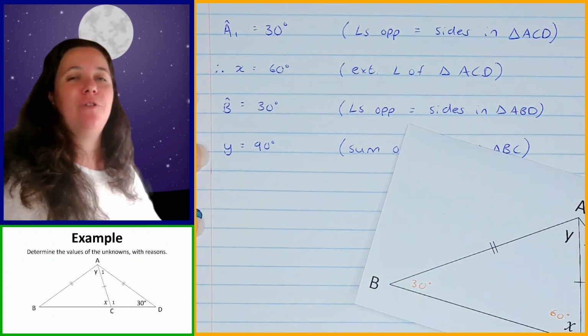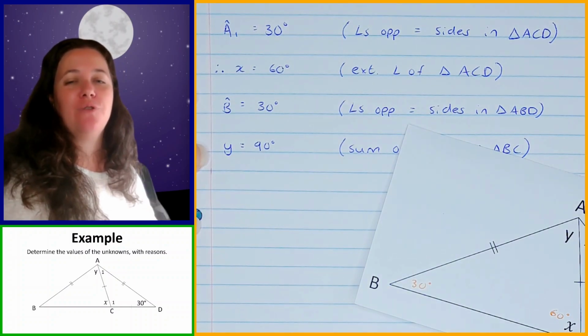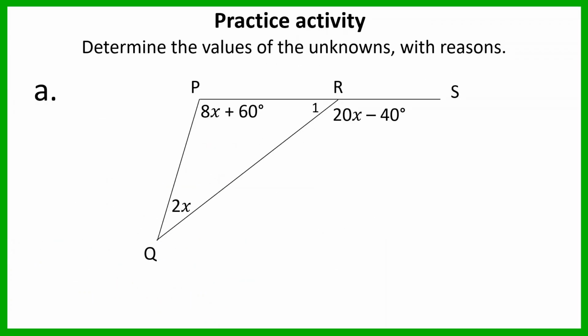Okay, so now I'm going to give you a few that you're going to do for yourself. Here's the first one that you're going to do. In this example, you've got triangle PQR, where PR has been extended to S, and you've been told that angle P is 8x plus 60 degrees, angle Q is 2x, and angle QRS is 20x minus 40 degrees, and you need to work out the value of x. I'm going to give you 1 minute to work on this problem.